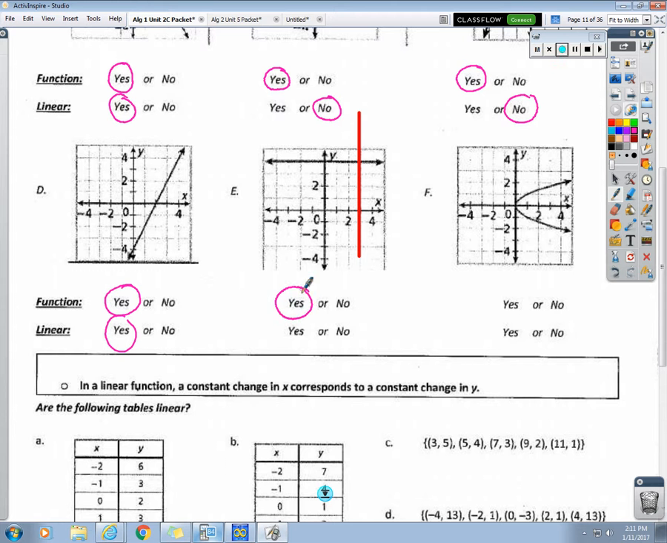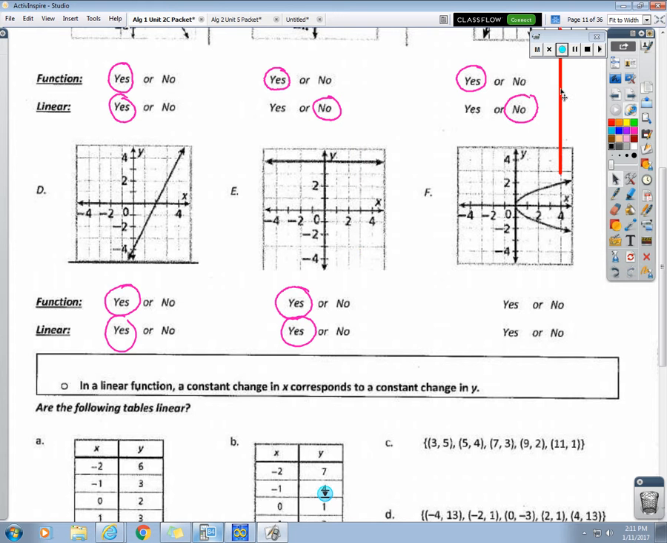Is it a linear function? Yes, that's a straight line. It's just a linear function with what? Zero slope. It's a linear function with 0 slope. Very good. Okay, and then graph F.